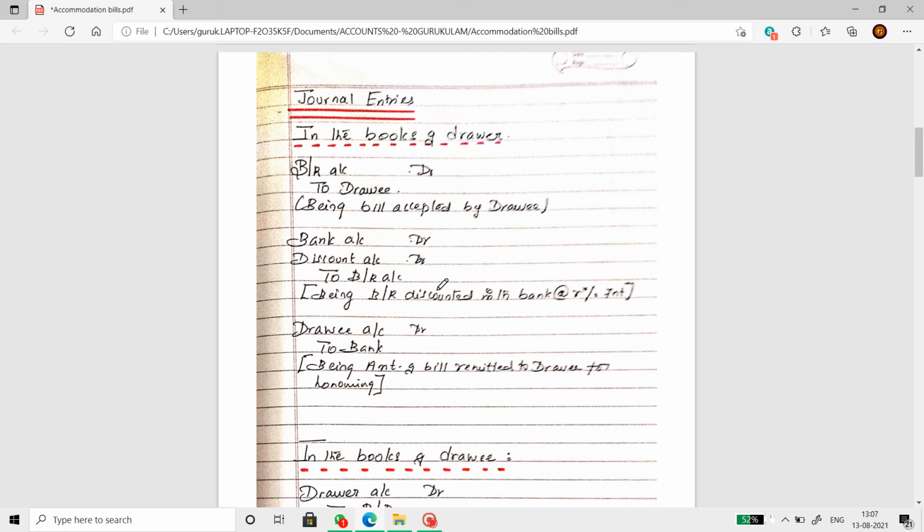Now, on the date of maturity or before that, the amount will be debited to the drawee so that he can honor the bill. So this is the entry where the drawer sends money to the drawee so that he can honor the bill on the due date. So drawee account debit to bank account.